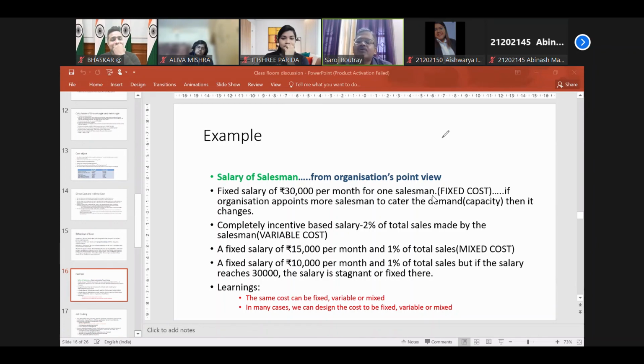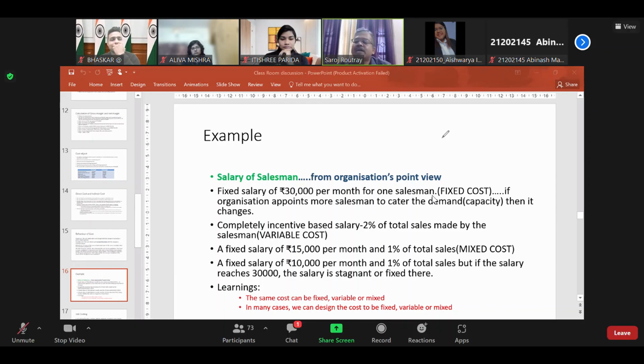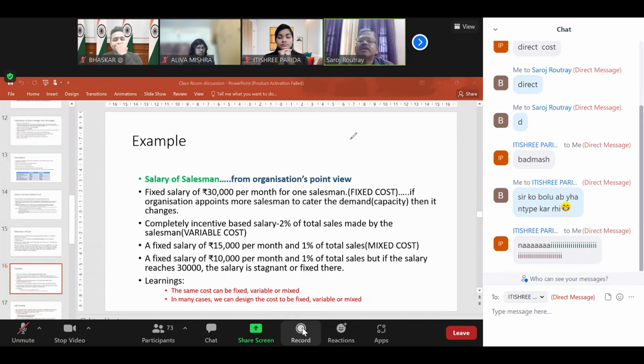I would like to keep it variable where I'm not sure of selling a certain amount of goods. If I'm not sure, I keep it variable. If the salesperson is not able to sell, they will not get anything. But in the other case, I give them a fixed salary. That means I'm sure that sales will happen. So I'm leaving it to you. You discuss, and we will have the discussion in the next class. Bhaskar will initiate the discussion.